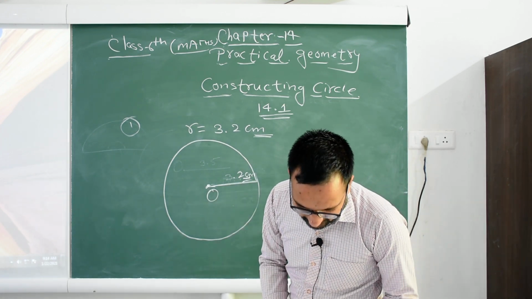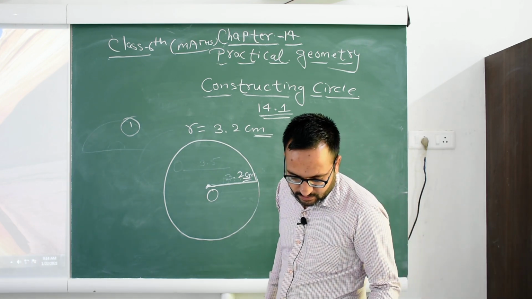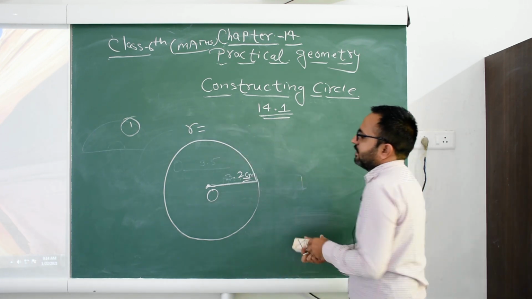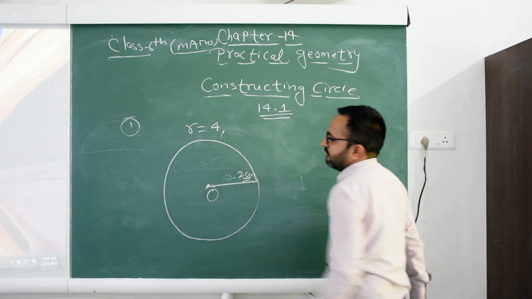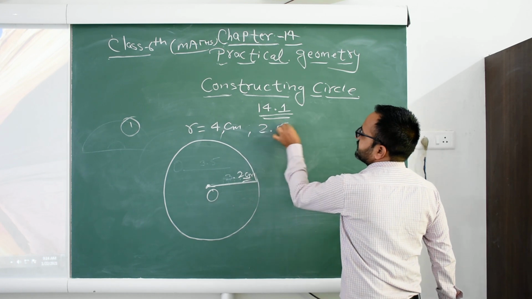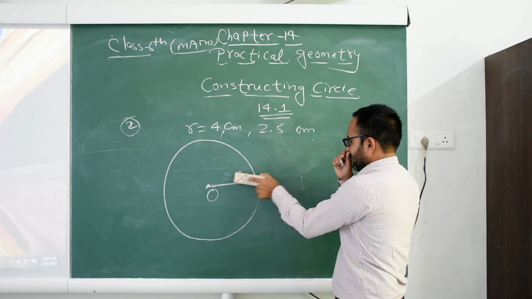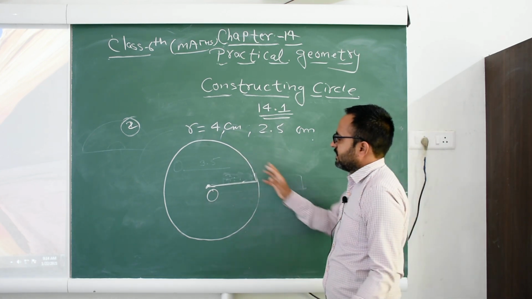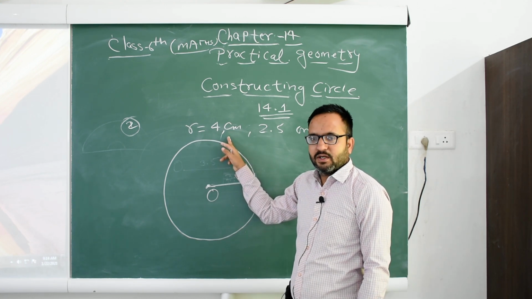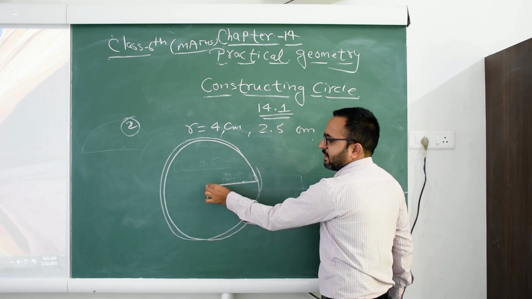Now with the same center O, draw two circles of radius 4 and 2.5 centimeter. Question number 2. Now we follow the same procedure. First measure the 4 centimeter radius on your ruler and construct a circle, and mark point O.